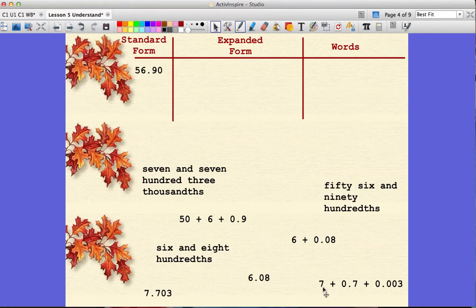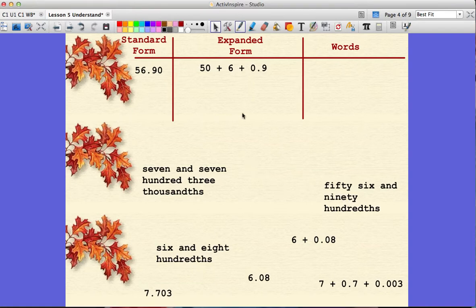Since this has a 7 as the biggest whole number, that's not it. This has a 6 for the biggest whole number, that is not it. Here we have a 50 plus 6. Together those give me 56, plus the 9/10 is going to be the expanded form.